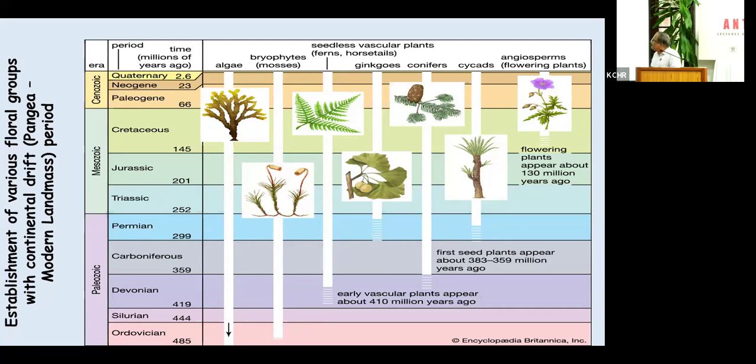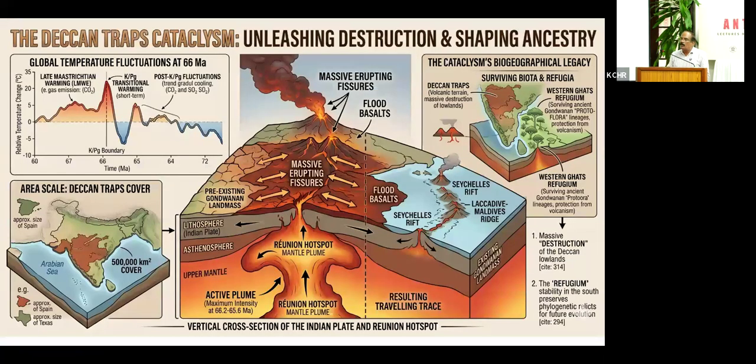Then, during this movement, there was a big catastrophic event, the Deccan Traps cataclysm. When it was joining with the Eurasian landmass, at the point of contact, the tectonic plate weakened, and it collided, and there the mantle opened up, and the lava flow happened.